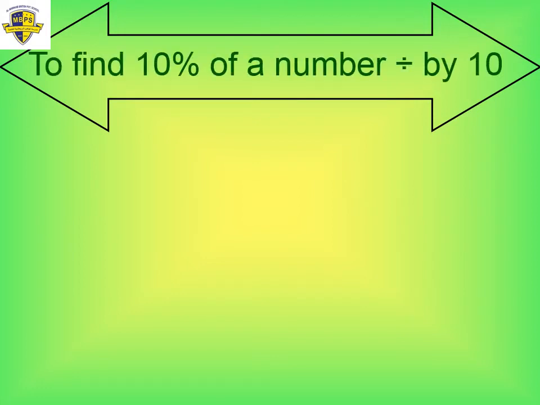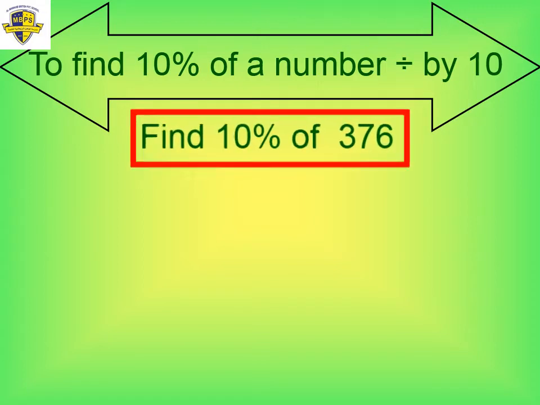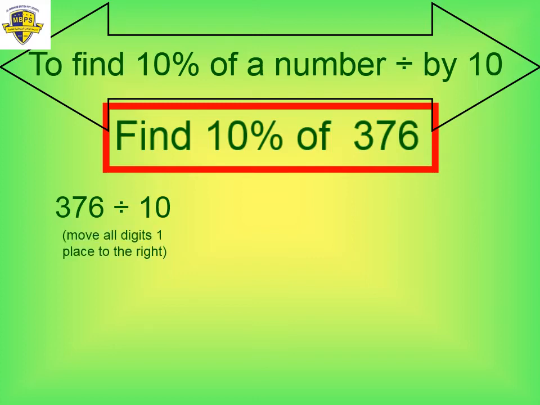Now, the second rule. To find 10% of any number, we have to divide this number by 10. So, for example, if we want to find 10% of 376, the rule here is to divide this number by 10. And when we divide any number by 10, we shift the decimal point one digit to the left.